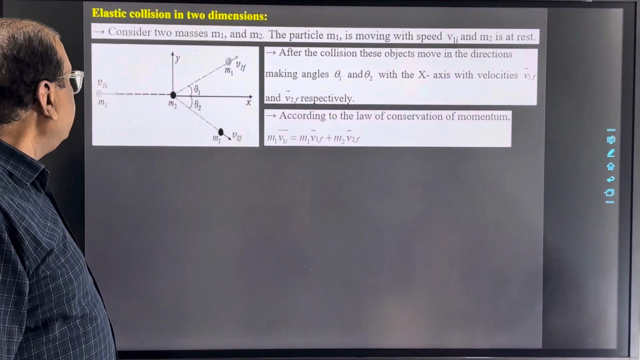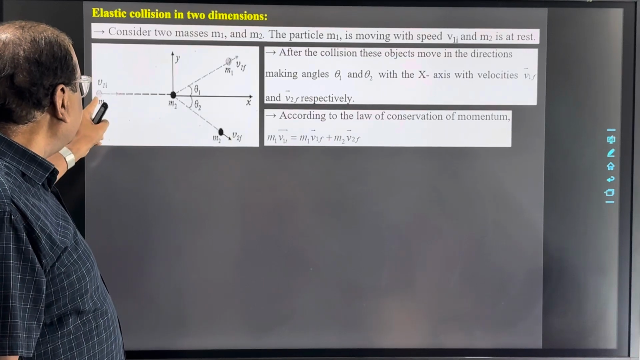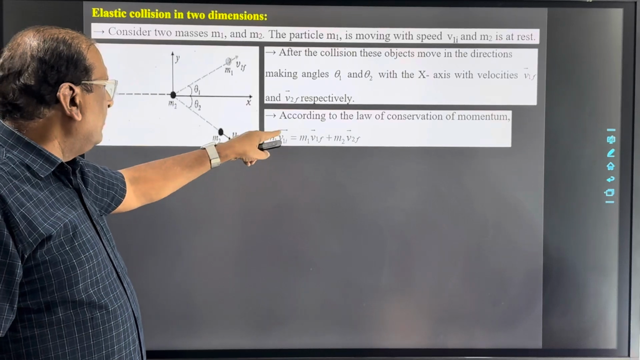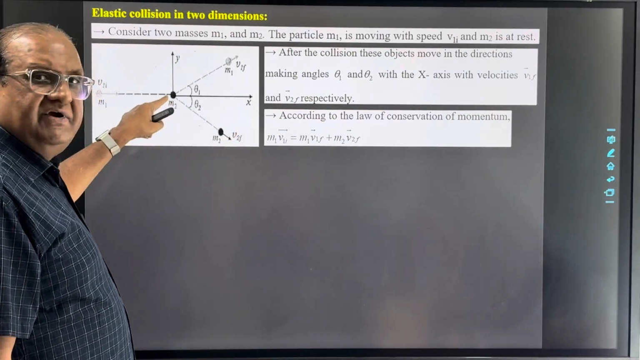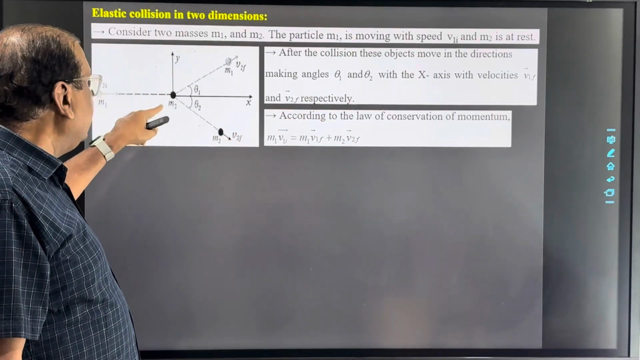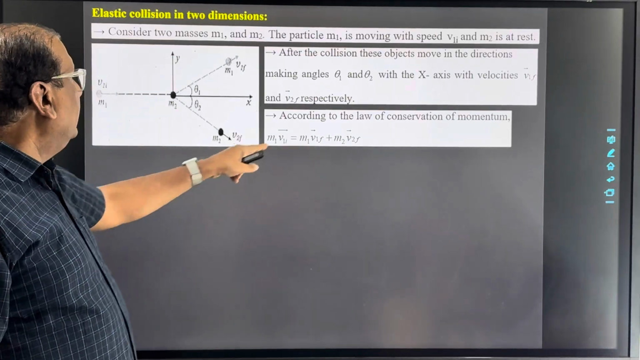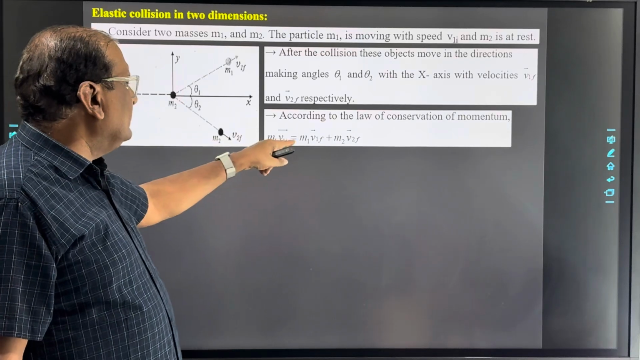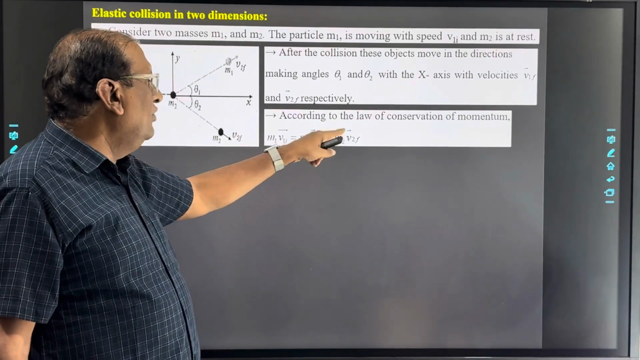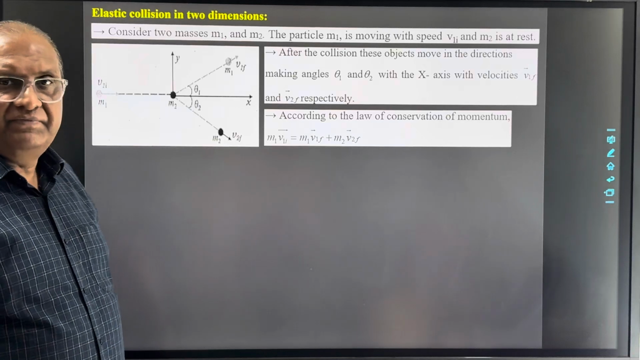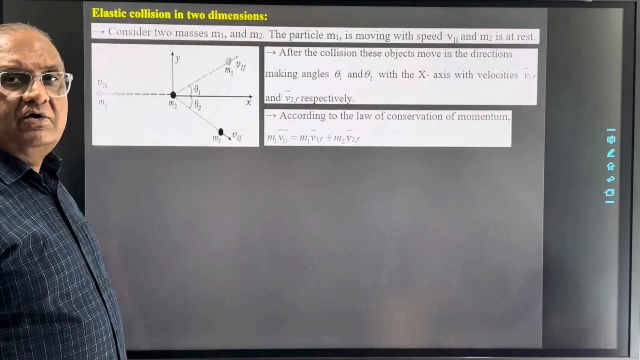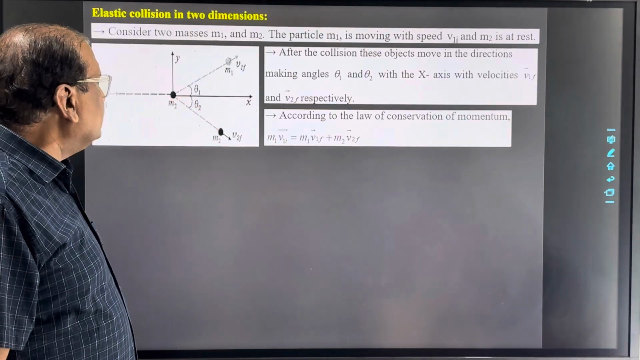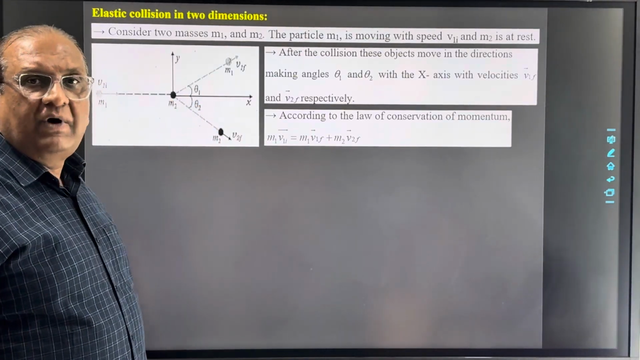So according to the law of conservation of momentum, we can write the initial total linear momentum, that is m1 vector v1I. Here v2I is 0, so no need to write the momentum of mass m2. That is equal to, after collision, the momenta of each one, that is m1 vector v1f plus m2 vector v2f. Now take two components of this equation, so take components in the x direction as well as in the y direction.